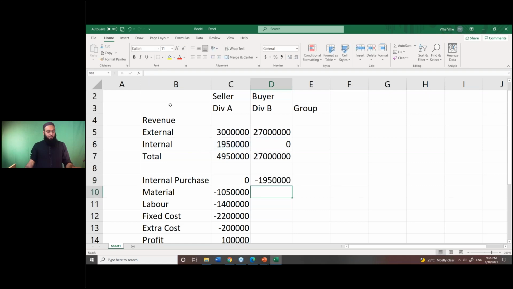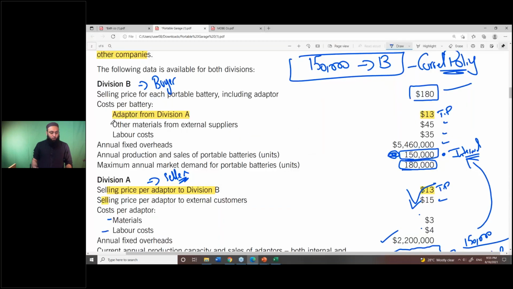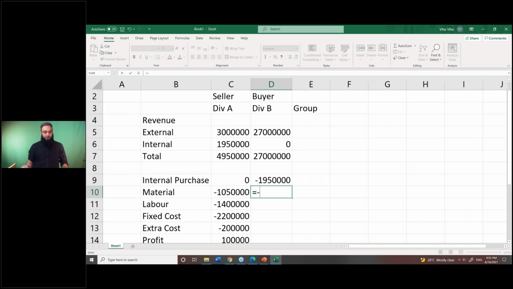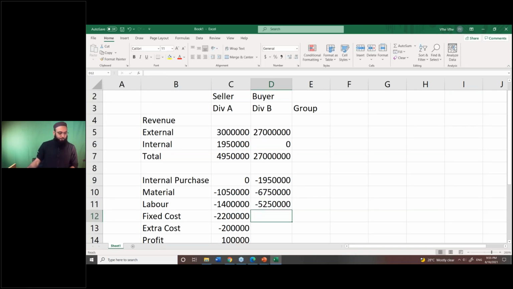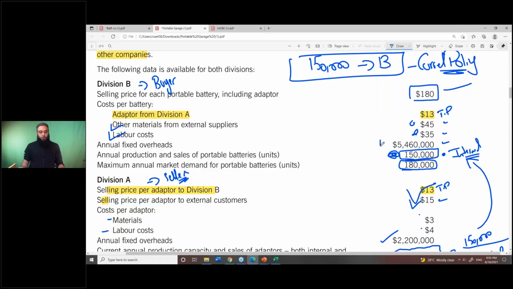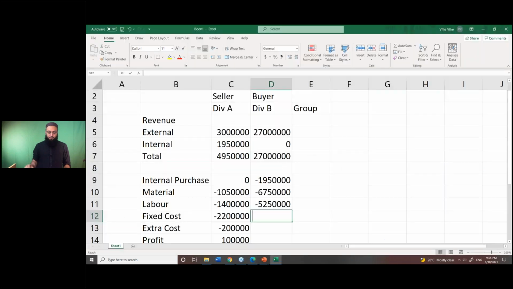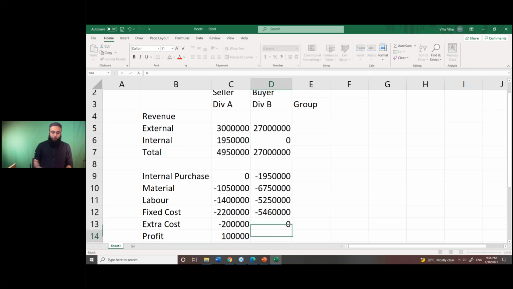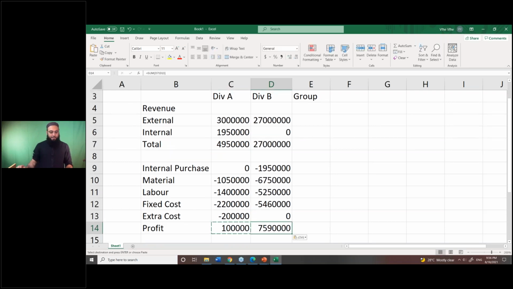Okay. Now, anything you buy from outside, other material and labor as well, 45 and 35. So let's work out. Is equals to minus 45 into 150,000, is equals to minus 35 into 150,000. Right? Right. Any fixed cost you have? Yes, you have. 5460, minus 5460. Any extra cost you bear? No. So what's your profit? It's 7590.